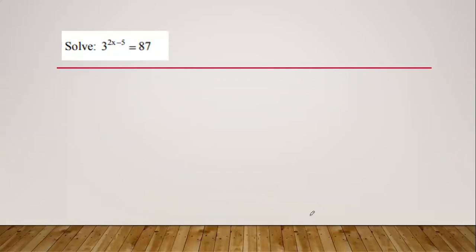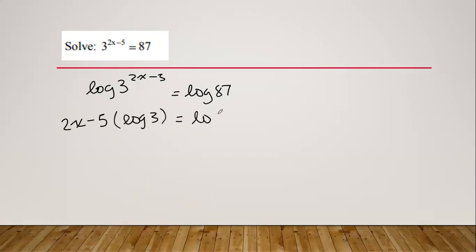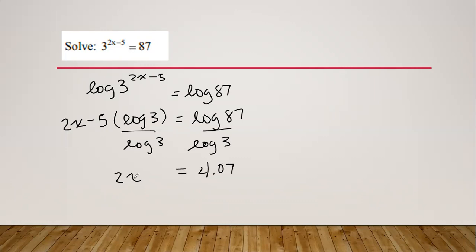Okay, let's try one more example. Here we're going to take our log of both sides, the log of 3 to the power of 2x minus 5 equals the log of 87. Again, we're going to rewrite this with the multiplication in the front: 2x minus 5 times the log of 3 equals log of 87. We're going to divide both sides by the log of 3. So log 87 divided by the log of 3 would be 4.07. So 4.07 equals 2x minus 5. We're going to add 5 to both sides, so I would get 9.07 equals 2x. Divided by 2, x equals 4.54.